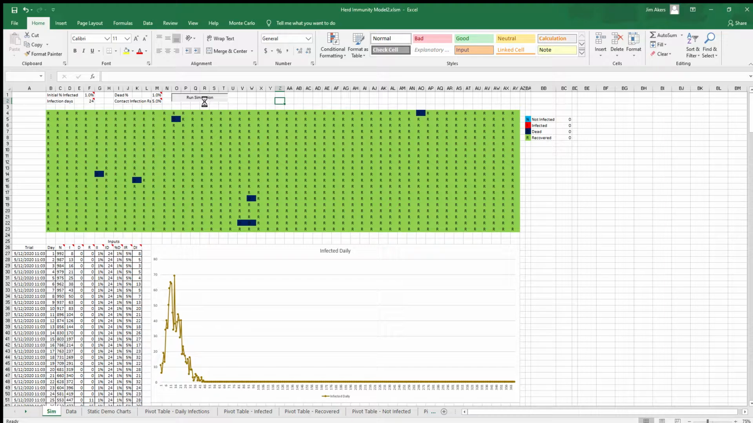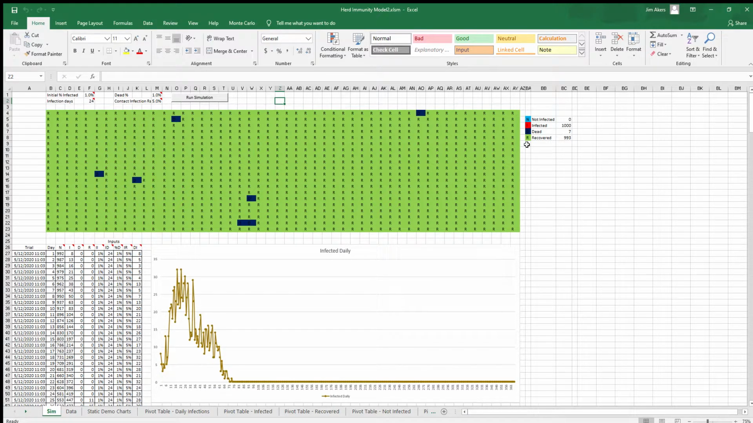Okay, so there we go. Everyone was infected. There were 0 not infected. We had 7 people die, and 993 recovered. Here is the curve, pretty sharp. Okay, let's try it at 4%.